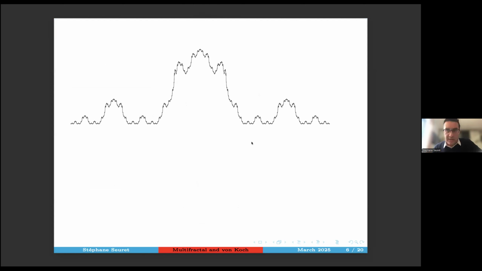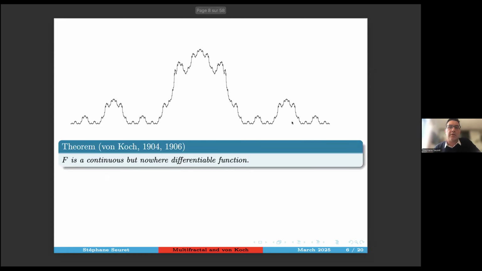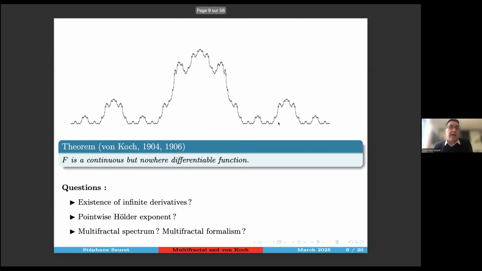And so at the end he gets this. Of course, this is not in Koch's original paper. This is what we get with the computer now. And what he proves using geometrical methods is that f is a continuous but nowhere differentiable function. Okay, but there are questions remaining.